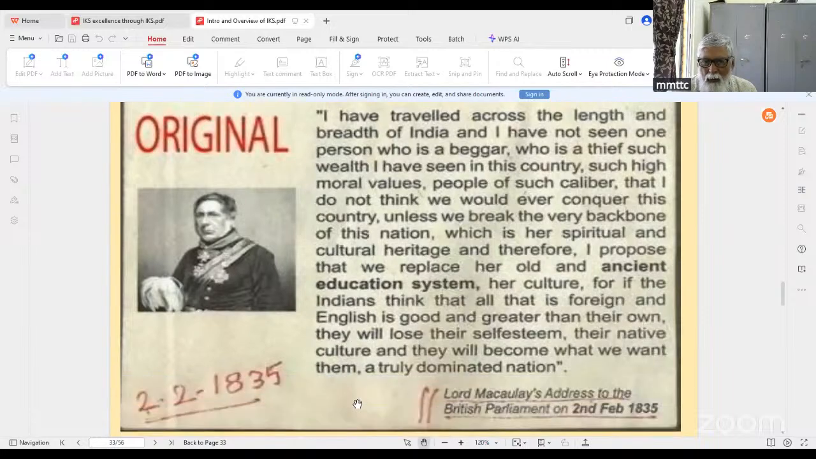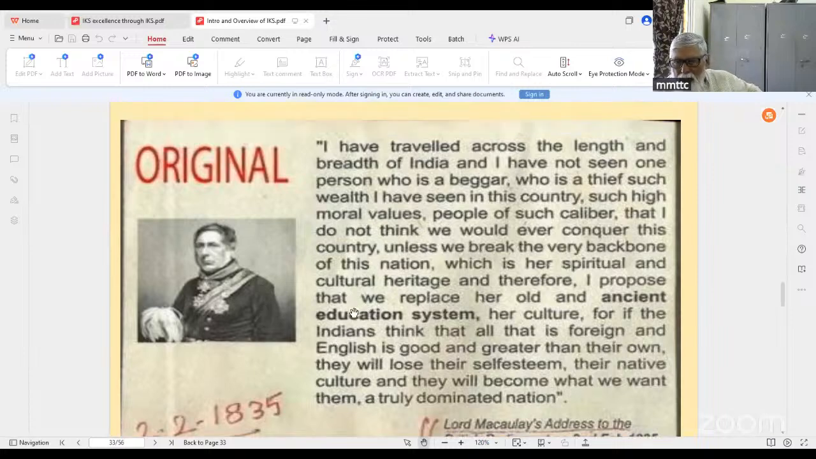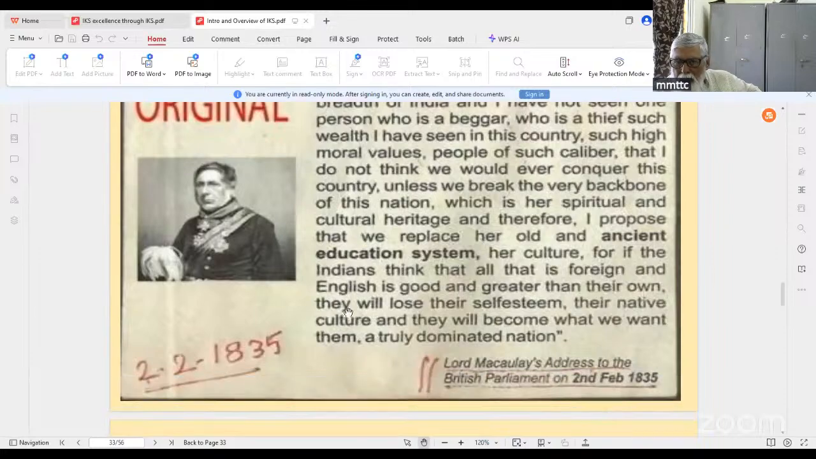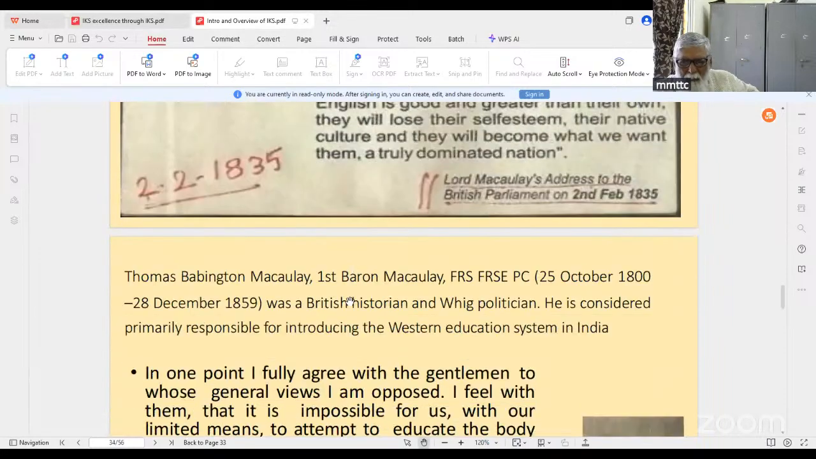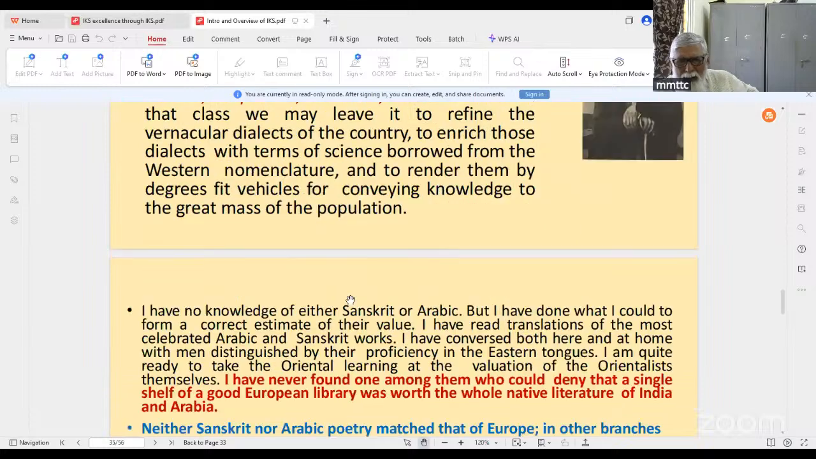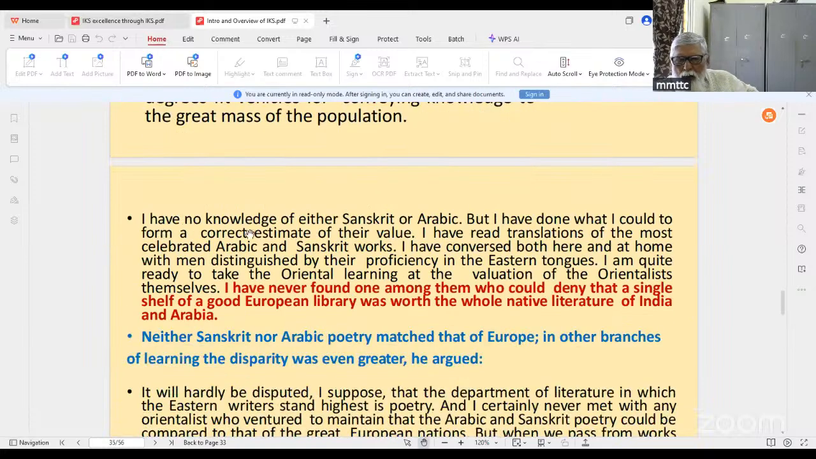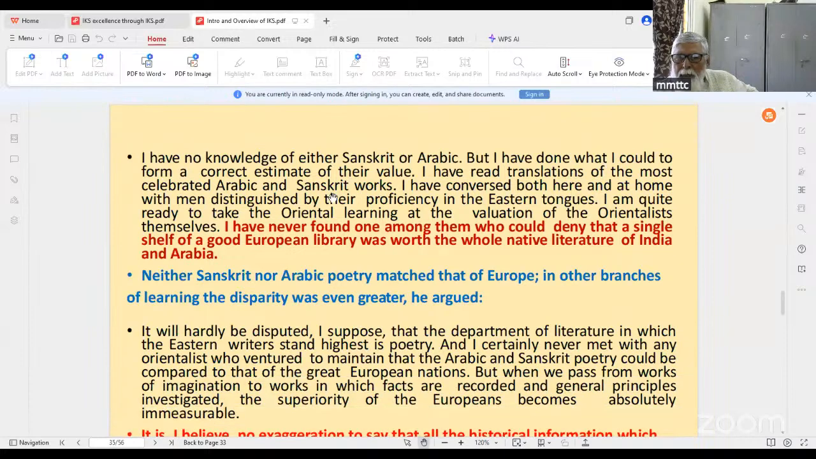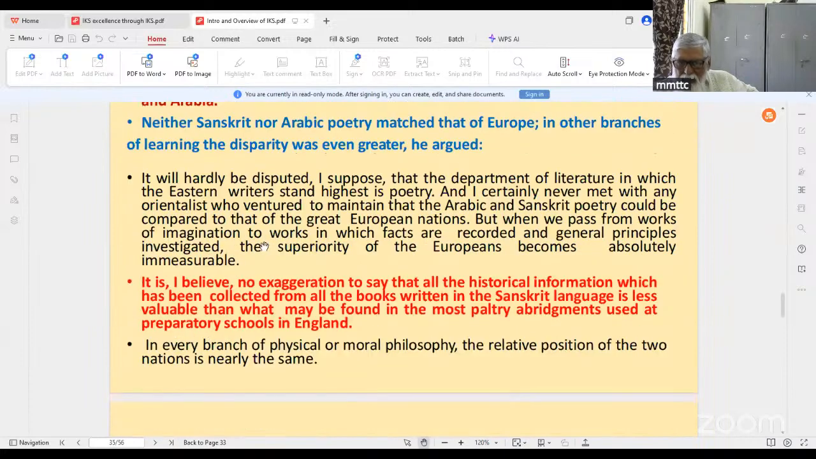This is Macaulay in the British Parliament defending his education system to be imposed on India. This was the idea. His main idea was not to give education. His main idea was to break India. So many other things have happened, including his saying that he has no knowledge of either Sanskrit or Arabic, but he thinks English is better than Sanskrit and Arabic. This is the way it has gone.